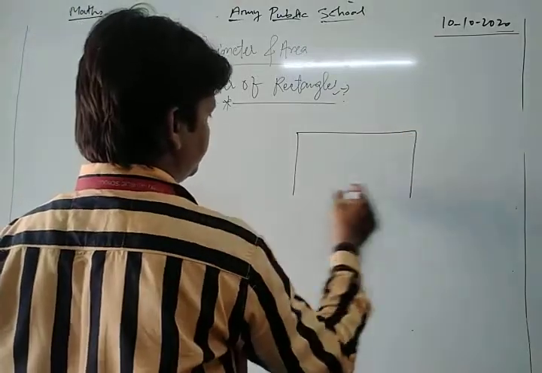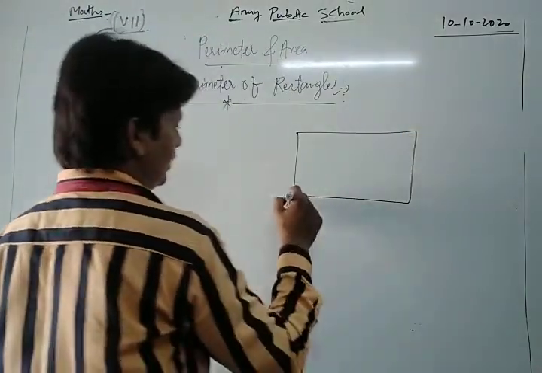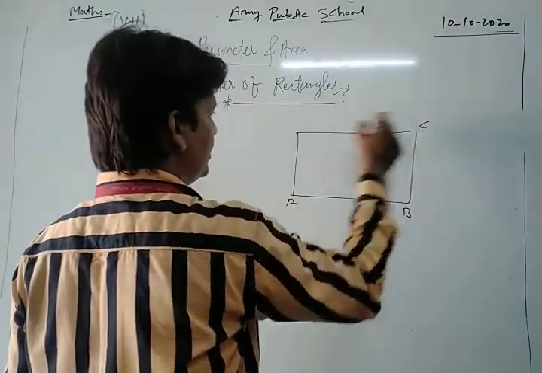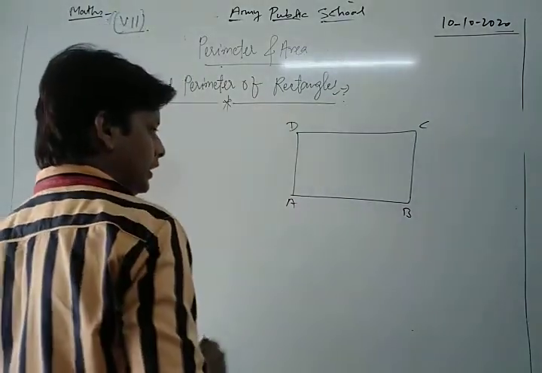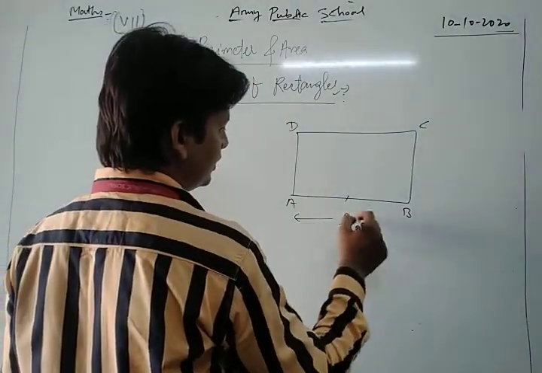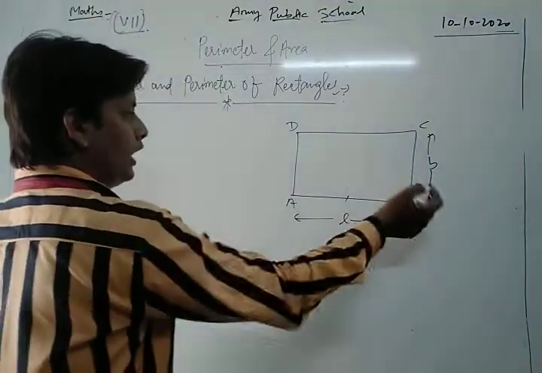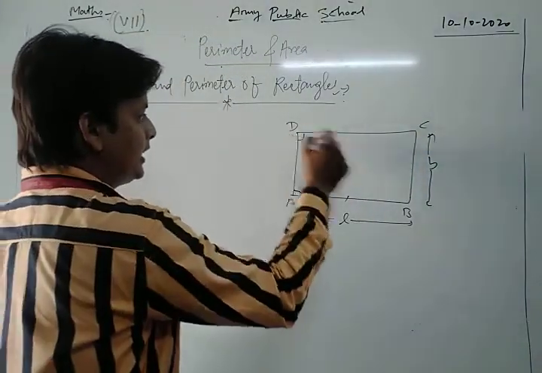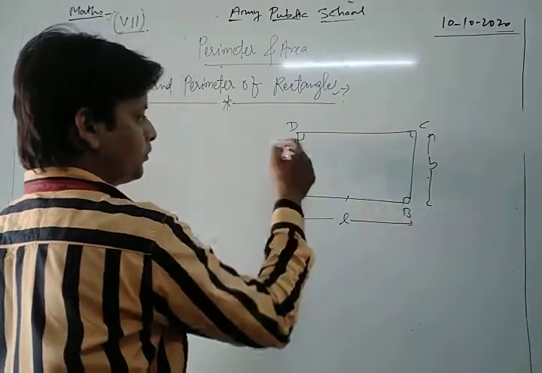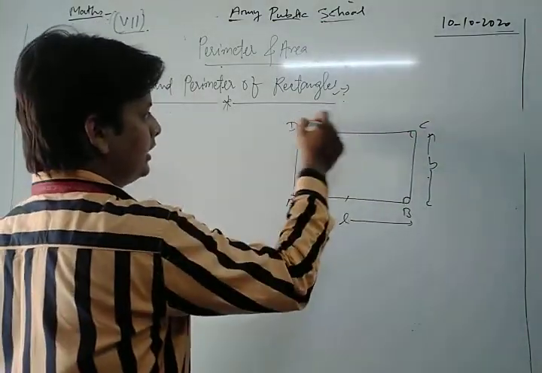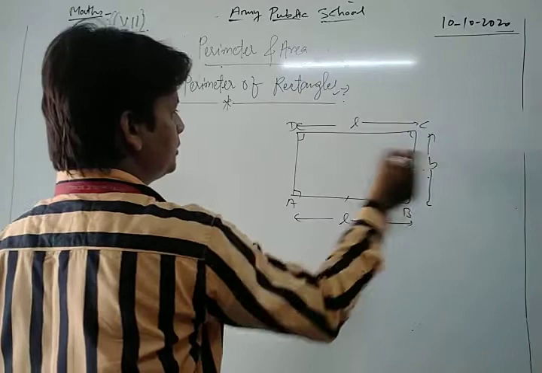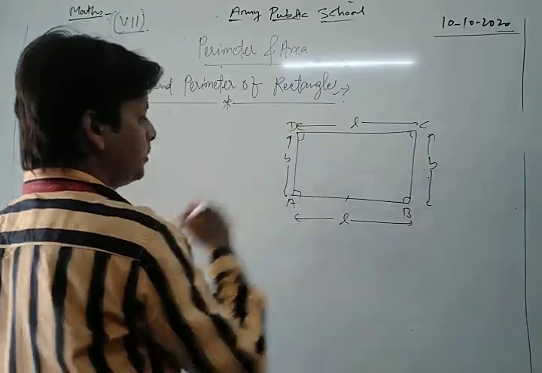Suppose that ABCD is a rectangle in which this is the length of the rectangle and this is the breadth of the rectangle. In any rectangle, each angle is 90 degrees, and the opposite sides are equal. So this is also equal to L, and this is also equal to B.